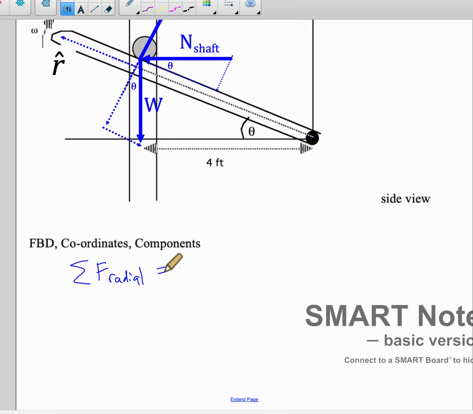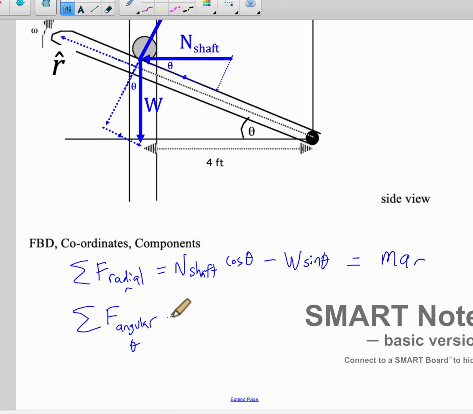So we've got, first of all, this guy right here, that's normal shaft cos theta. Later I'll write this as N_S, S for shaft. And then we've got this component of gravity that is in the negative radial direction. So it's minus weight sine theta. And that's it. Those are the only two forces acting in the radial direction. Then we sum forces in the angular direction, which is the theta hat direction.